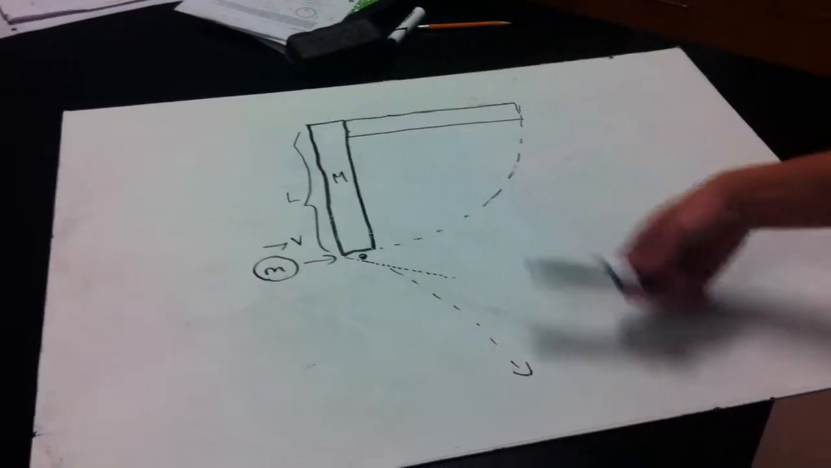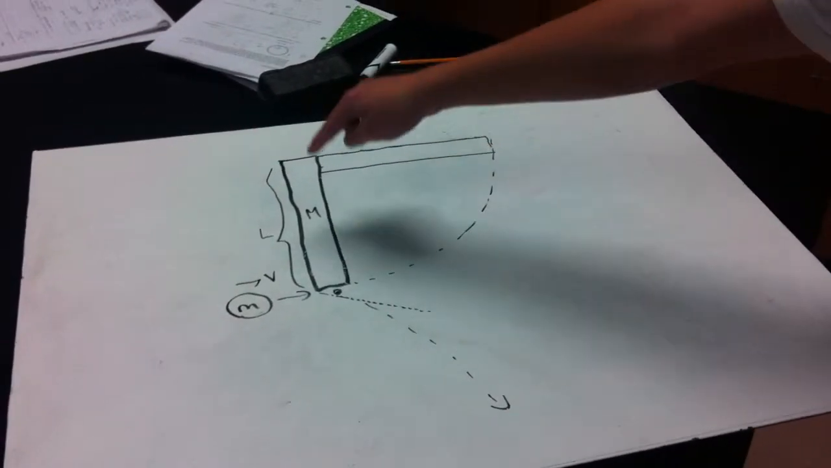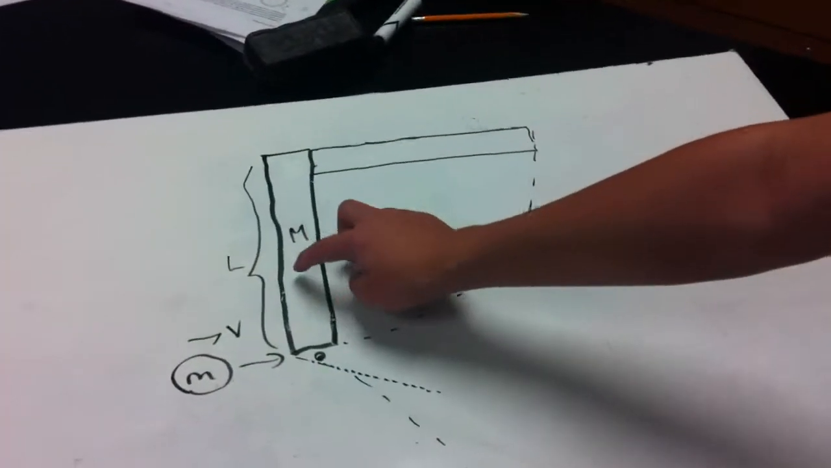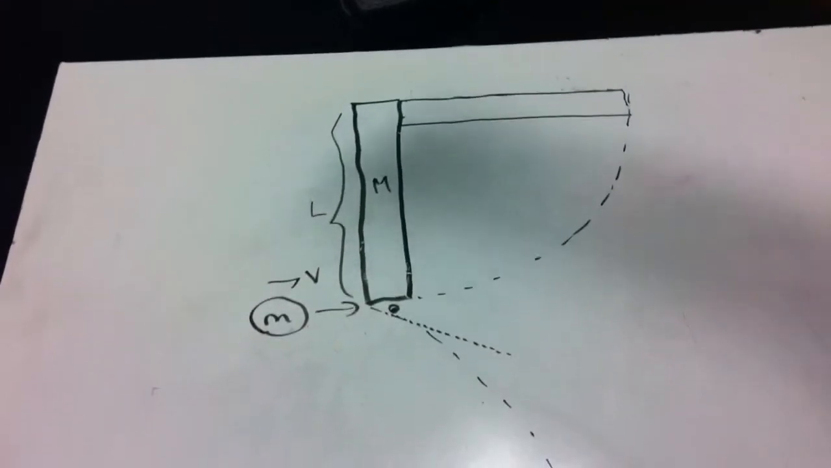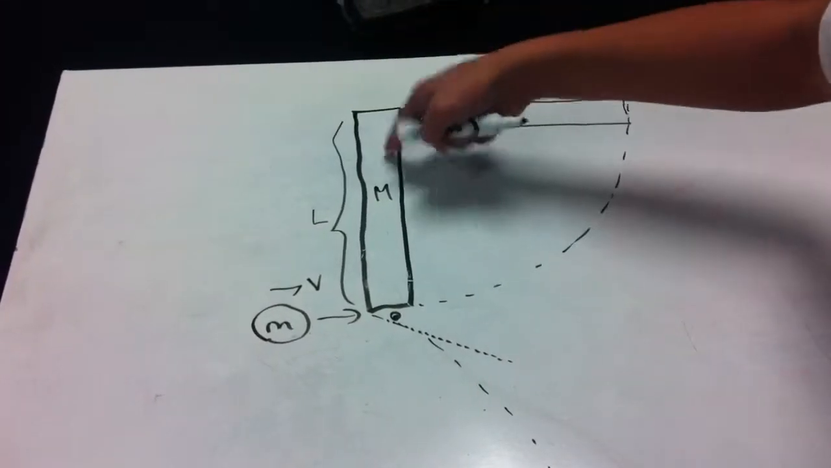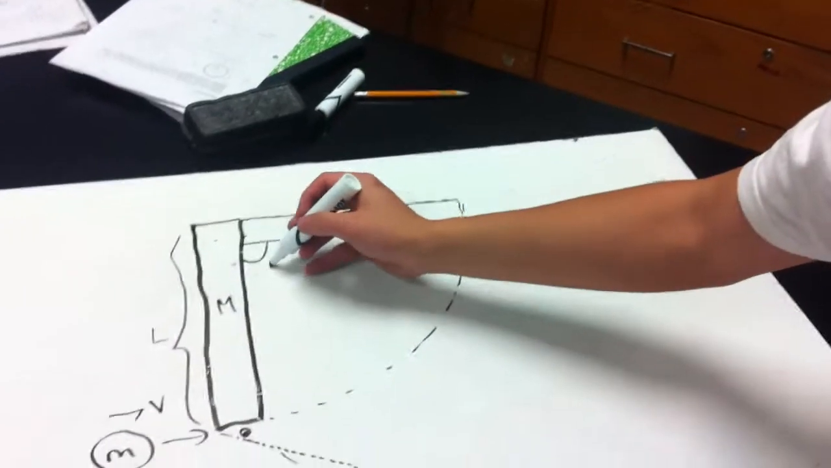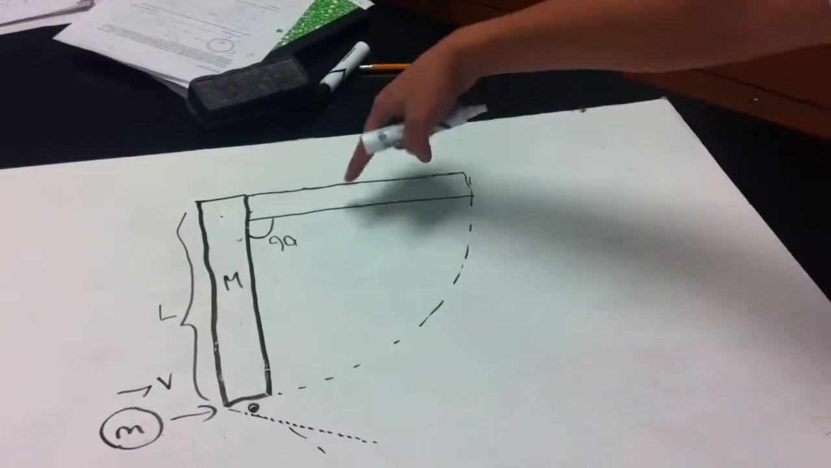So the mass deflects off after hitting a rod at an angle theta, while the rod swings about a pivot point over here and swings up until exactly 90 degrees, and that is the maximum height it goes. So we are asked to find the angular velocity of the bar.